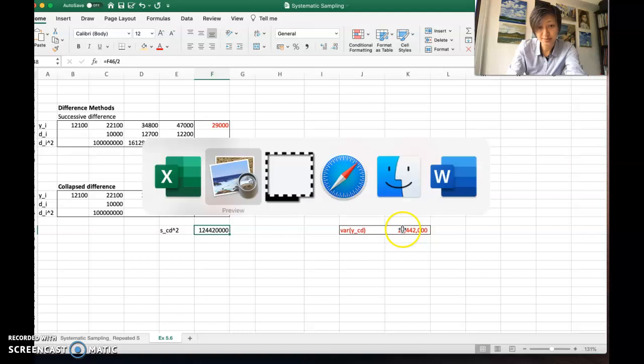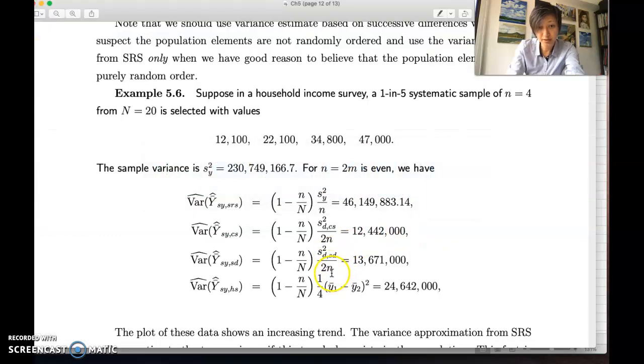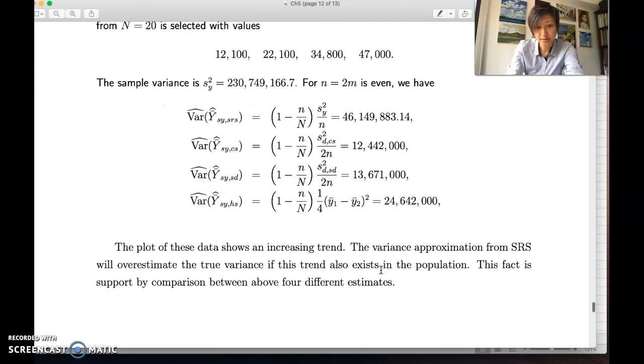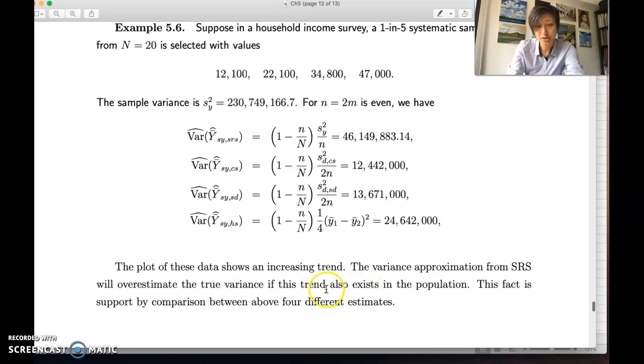It is 124,420,000, and substituting that into the formula, we can find that the collapsed estimated variance and the successive differences estimated variance, they both conclude that there's a substantial reduction in the estimated variance. So again, we would say that the variance approximation from the SRS does indeed overestimate the true variance. Okay, there exists a trend in the population, an increasing trend.